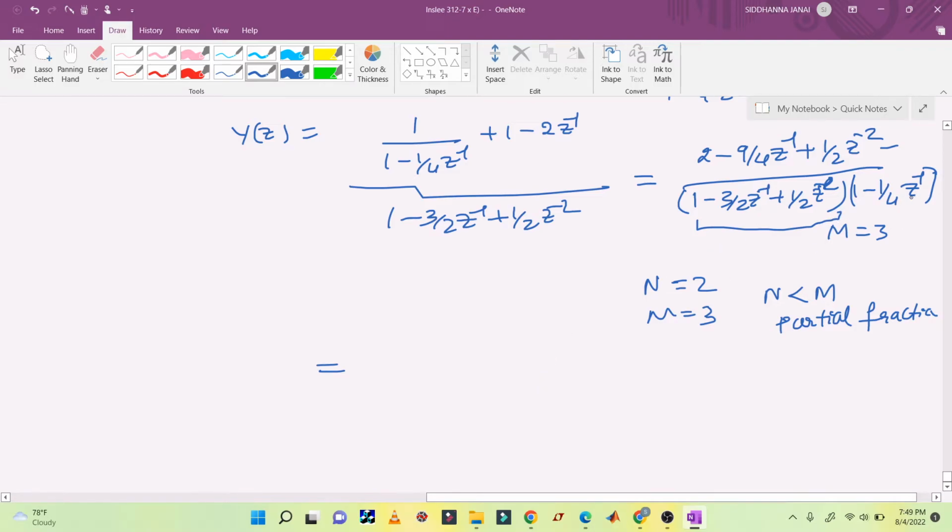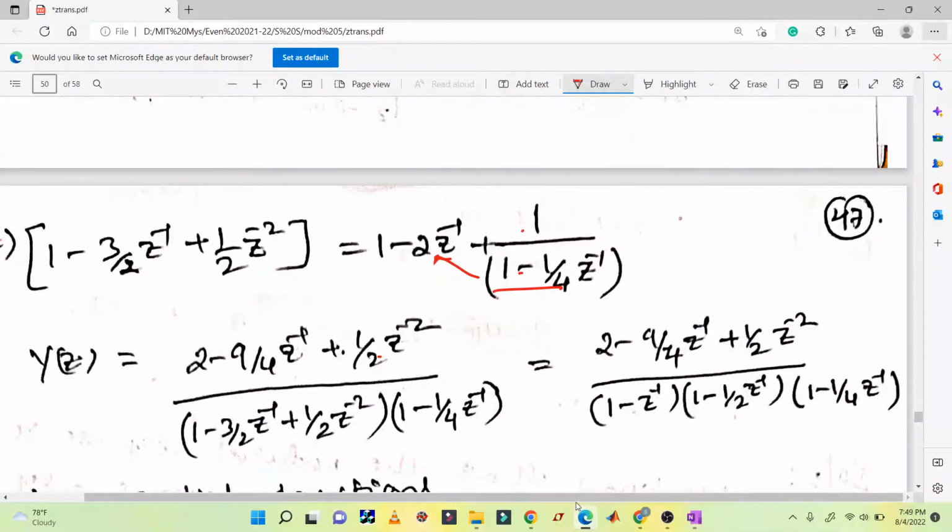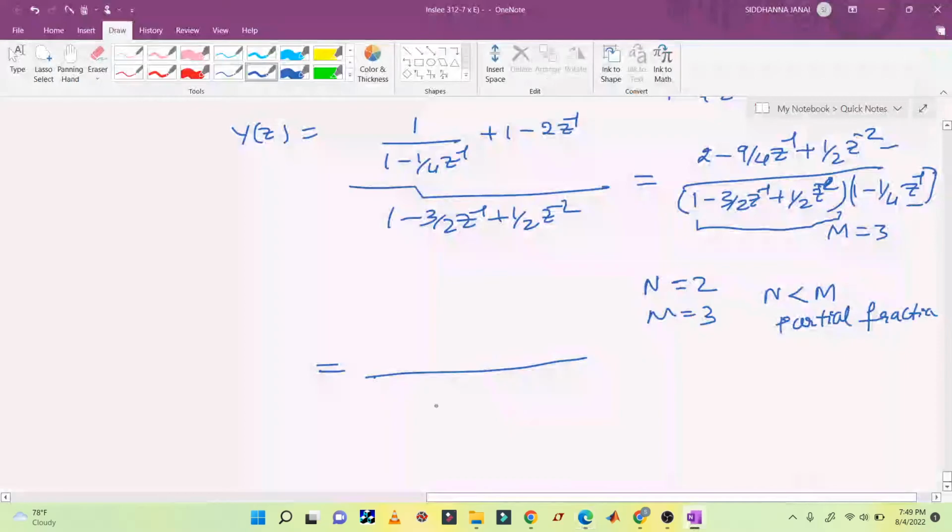1 minus 1 by 4 z inverse is correct. No need to consider this one. Only for this there are 2 roots of z that you have to find out and then write it. So the roots we get are 1 minus z inverse and 1 minus 1 by 2 z inverse. That means z is equal to 1 and z is equal to 1 by 2 are the roots, when you calculate it using the ax square plus bx plus c rule.